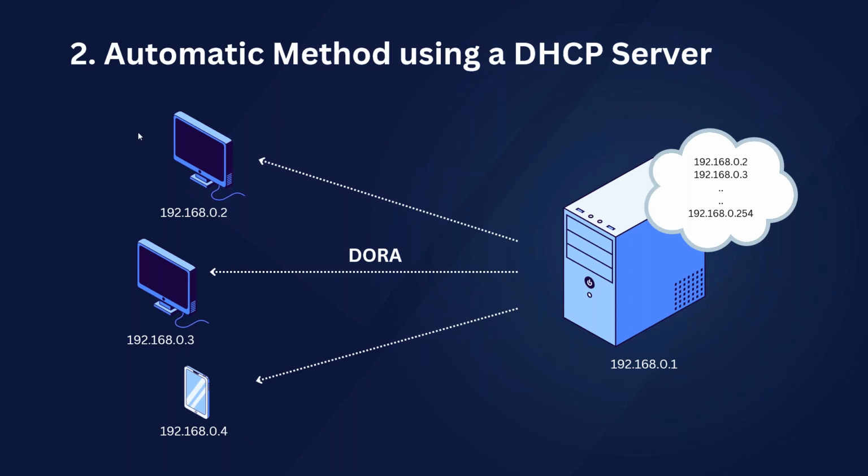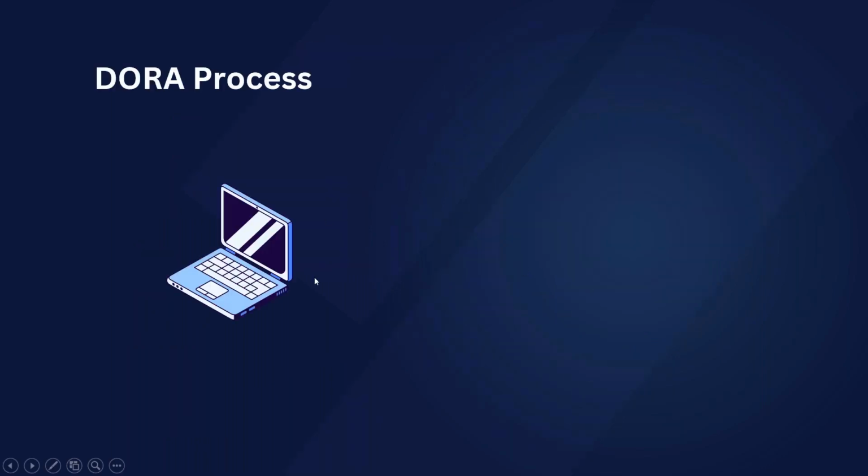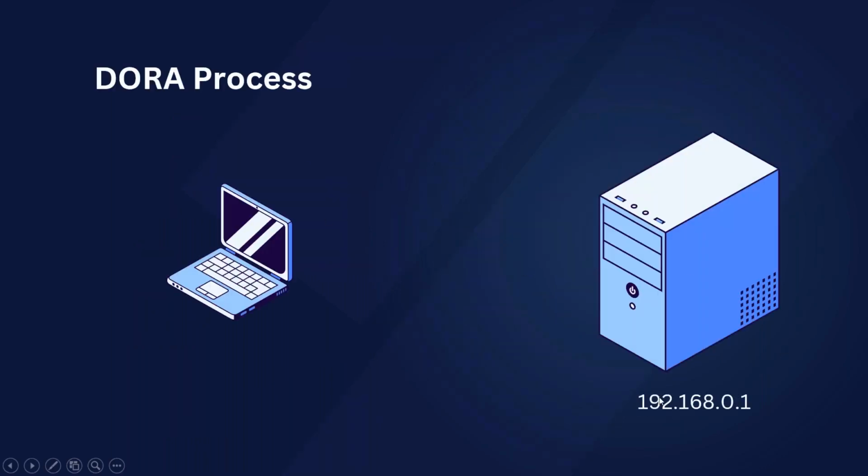Okay, and that assigning part is done with the DORA process. So let's talk about this DORA now. Let's assume in your network now, there's a new system and there's a DHCP server here. Now, whenever there's a new device connected in the network, and this device is trying to retrieve an IP, the first thing that this device does is it broadcasts a signal.